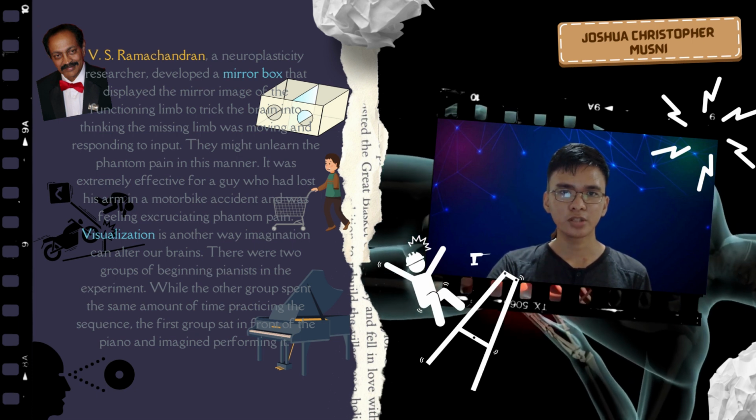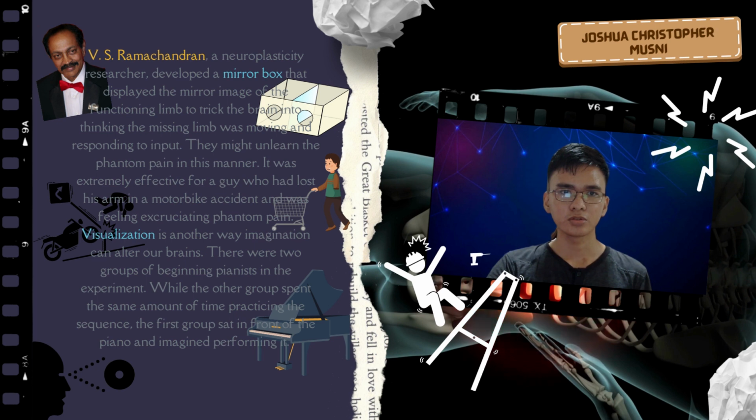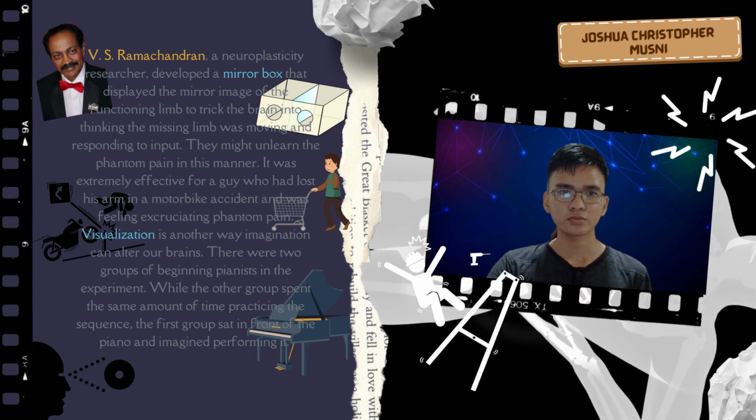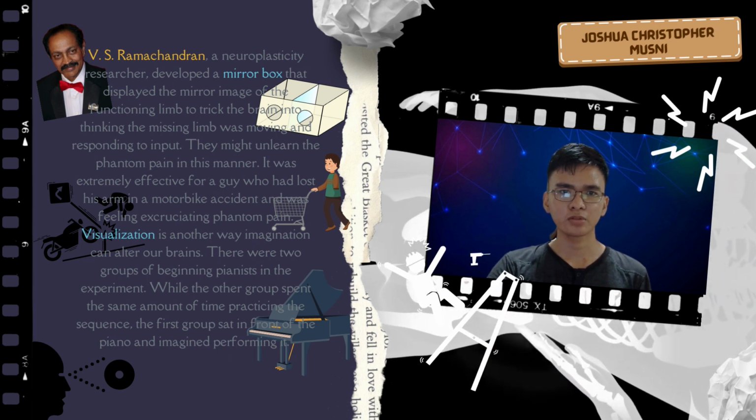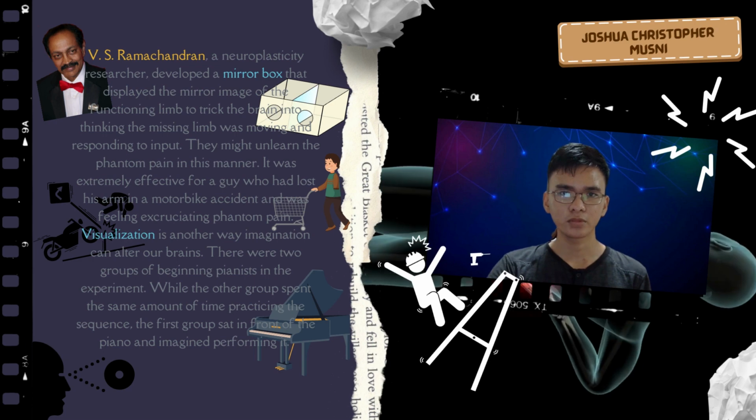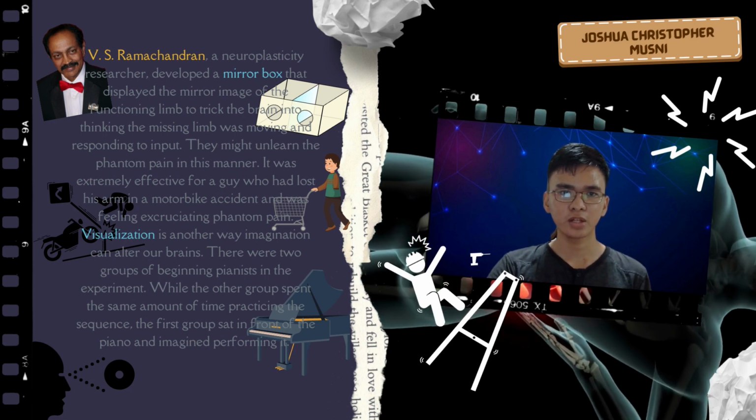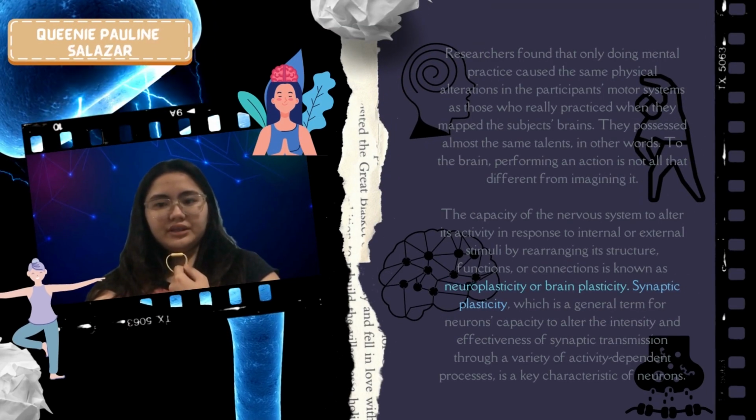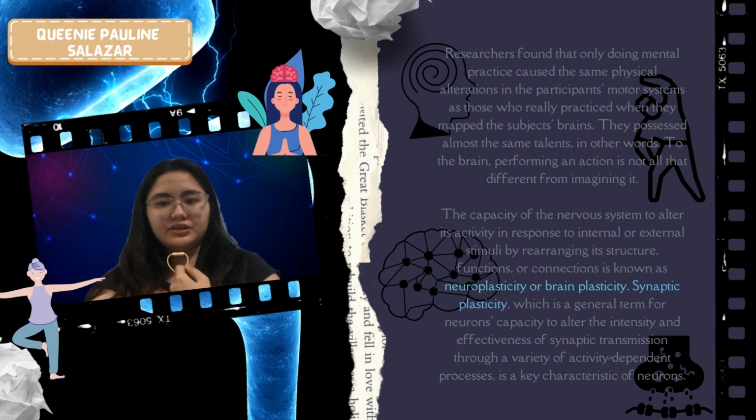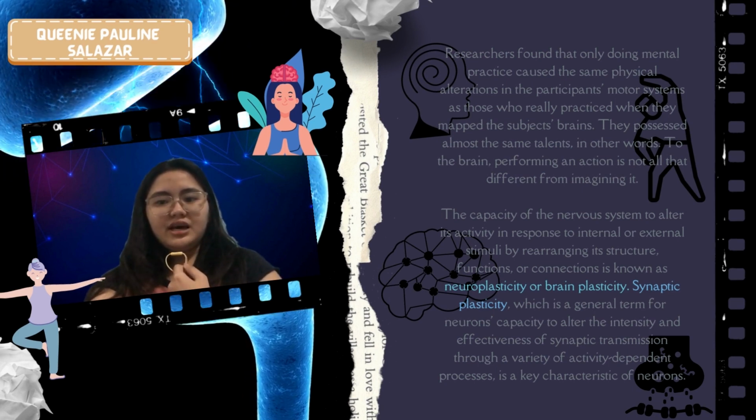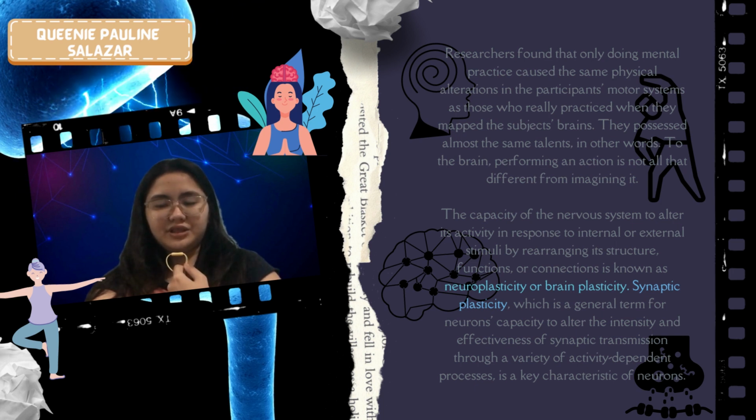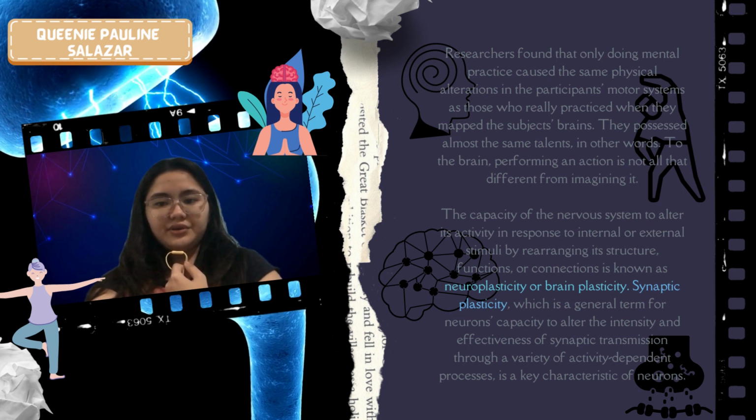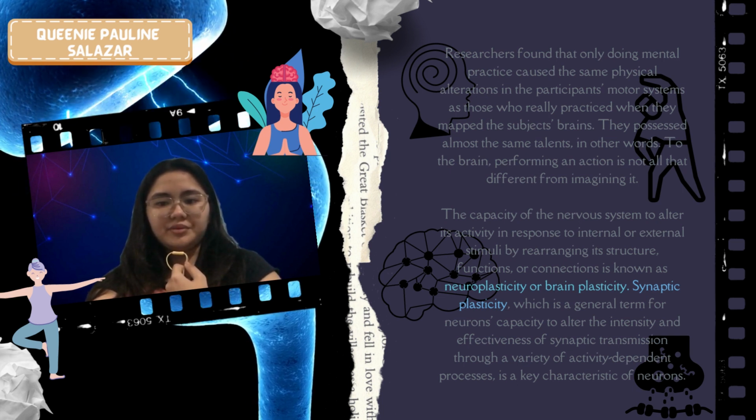Visualization is another way imagination can alter our brains. There were two groups of beginning pianists in the experiment. One group physically practiced a sequence, while the other group spent the same amount of time practicing the sequence mentally. The second group sat in front of the piano and imagined performing it. Researchers found that only doing mental practice caused the same physical alterations in the participants' motor systems as those who really practiced when they mapped the subjects' brains. They possess almost the same talents, in other words. The brain performing an action is not all that different from imagining it.